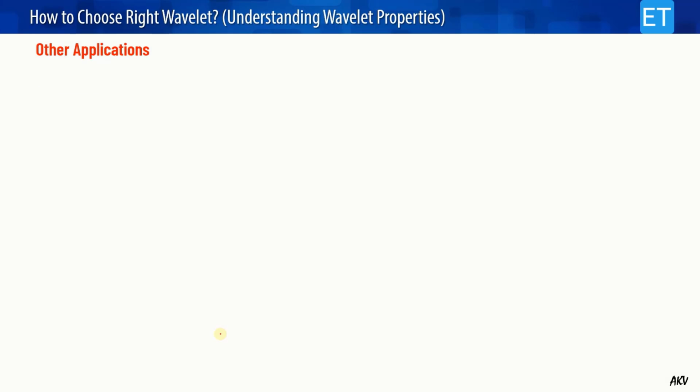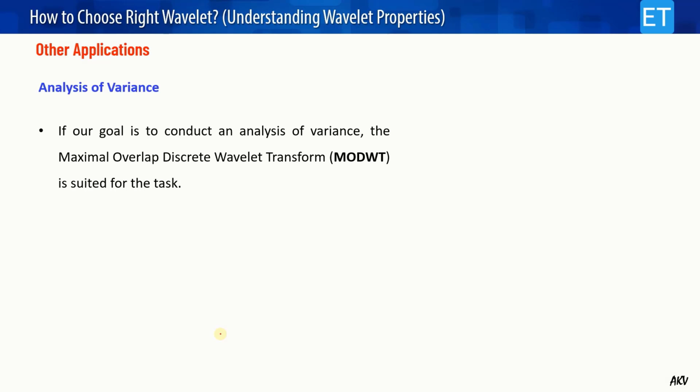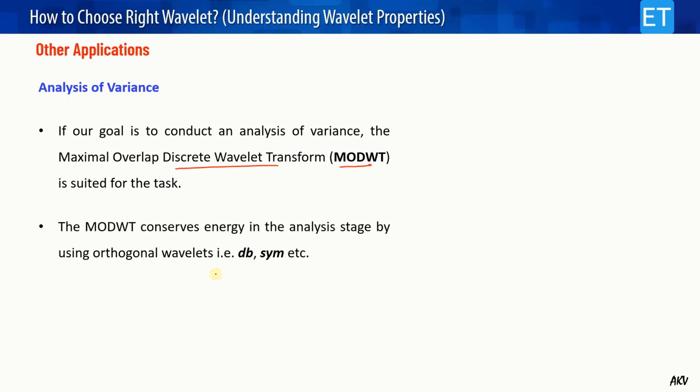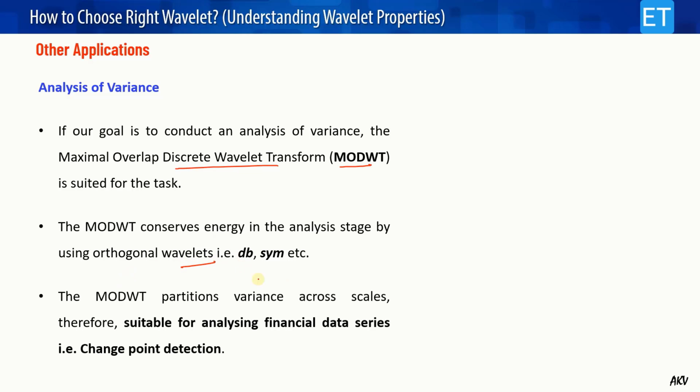Now let's see the other applications. One is analysis of variance. If our goal is to conduct an analysis of variance, I mean you want to see the change in the trend of a signal, then the maximum overlap discrete wavelet transform, the MODWT, is suitable. The MODWT conserves energy in the analysis by use of some orthogonal wavelets such as db, Symlet, etc. And the MODWT partitions the variance across the scales.